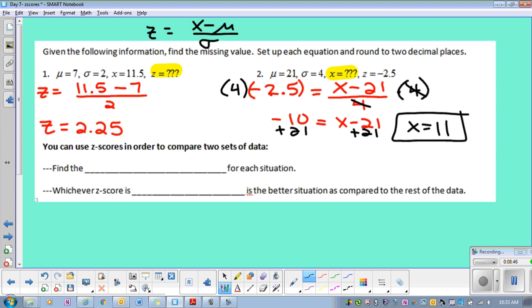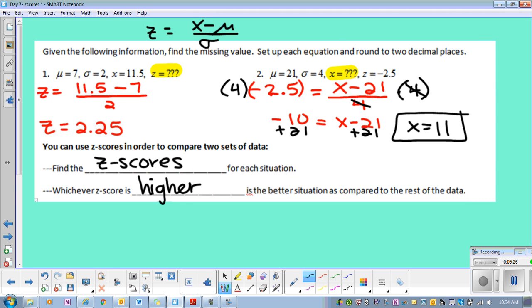So you can also use z-scores to compare 2 sets of data. This is the most commonly used way. Basically, for the 2 different situations, you have to find the z-score for each situation. And then whichever z-score is higher or bigger, that's the better situation compared to the rest of it. Does that make sense? Bigger the number, that's the winner.